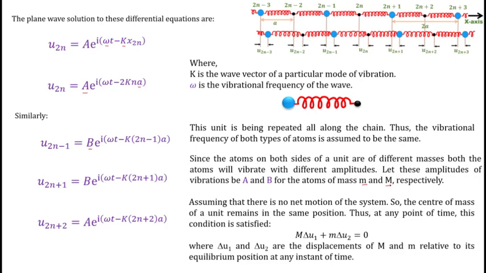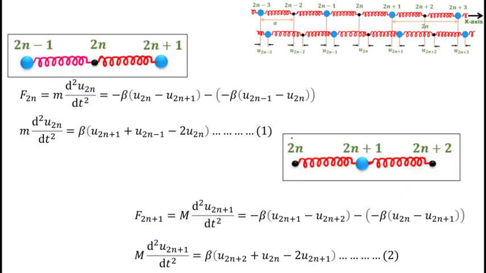If you look into equation 1 and equation 2, you will see now that we have an expression for u2n plus 1, u2n minus 1, u2n, and also u2n plus 2. All we need is to doubly differentiate the u2n expression with respect to time and the u2n plus 1 expression with respect to time. Then we can replace all these terms with their equivalent terms. This is the exercise we are going to do now.